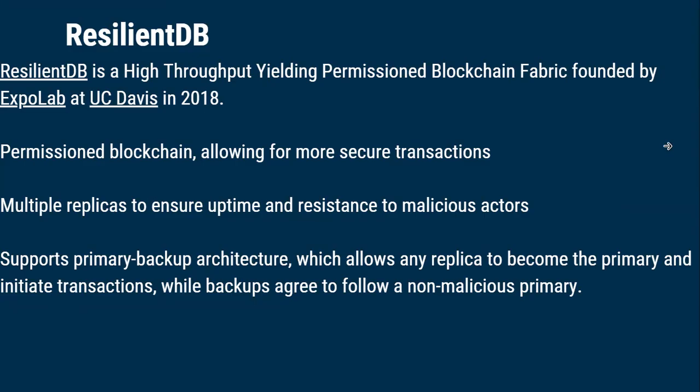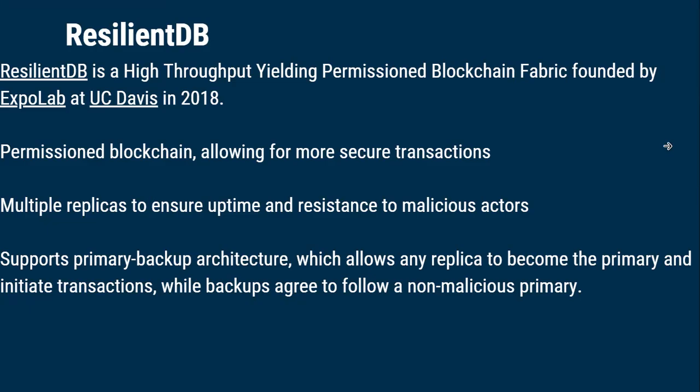Finally, it supports primary backup architecture, which means that any replica can become the primary and initiate transactions, while backups agree to follow a non-malicious primary. So what does this mean? It essentially means that there's no single fixed leader in ResilientDB. Even if the primary is taken over, all the replicas can just swap to a new primary and keep conducting transactions. So it makes it a lot harder for malicious actors to get access to the system, and in general makes it more secure.